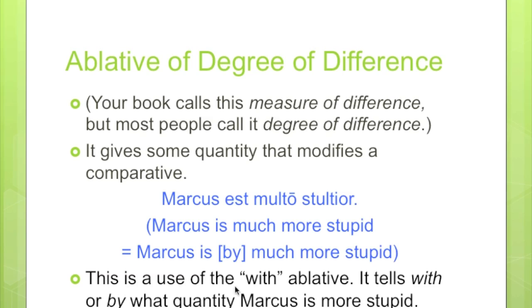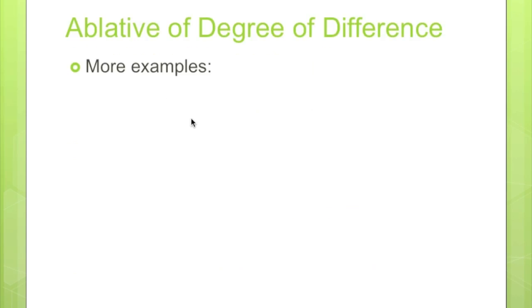By the way, this is a use of the ablative. It tells with or by what quantity Marcus is more stupid. It's related to the ablative of means, for instance. Okay, you're stupider by much. You know, that's the thing by which you're stupider, I guess. What can I say? Here's some more examples.